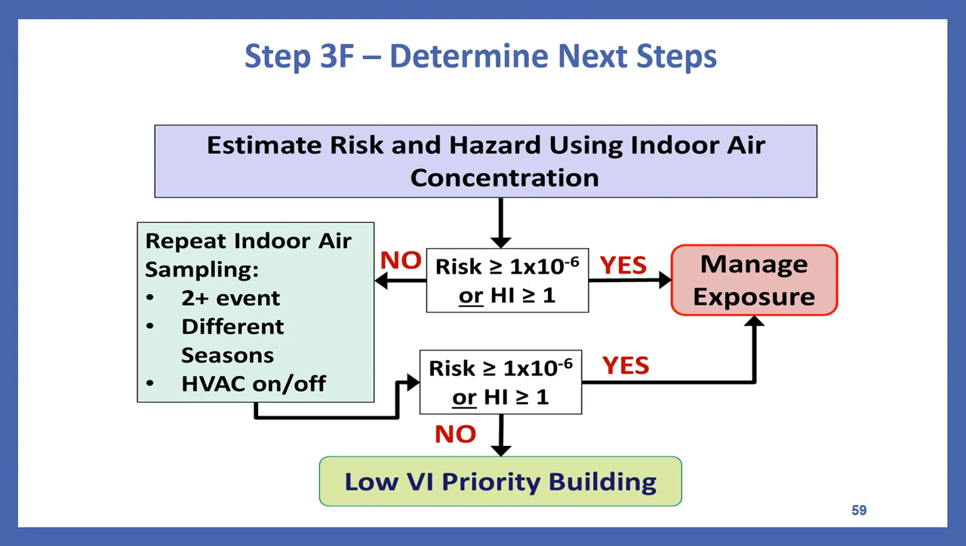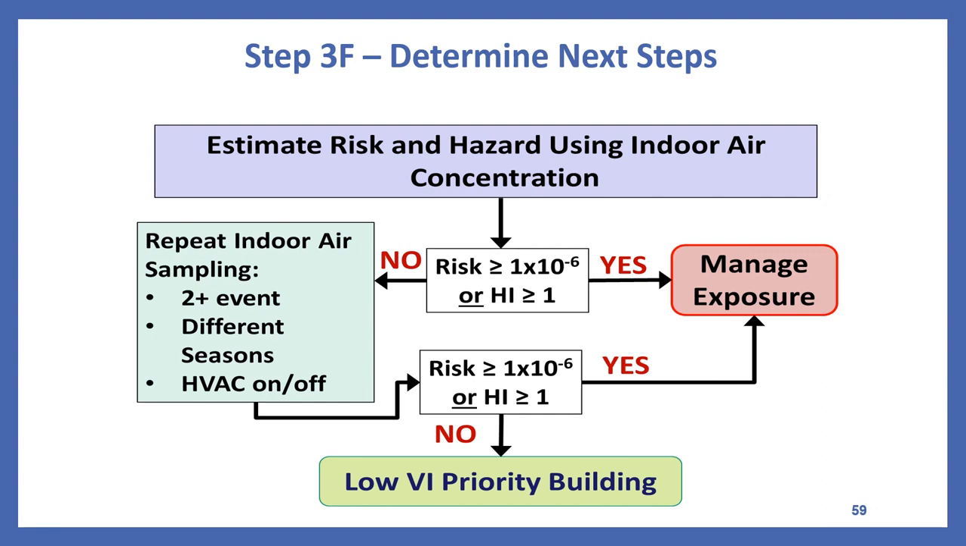And if your risk is less than 1 × 10⁻⁶, and your hazard index is less than 1, the building would be considered a low vapor intrusion priority building, and you would want to reevaluate it in the future if conditions change. And that kind of scenario of changing conditions is discussed further in step 4B.1.